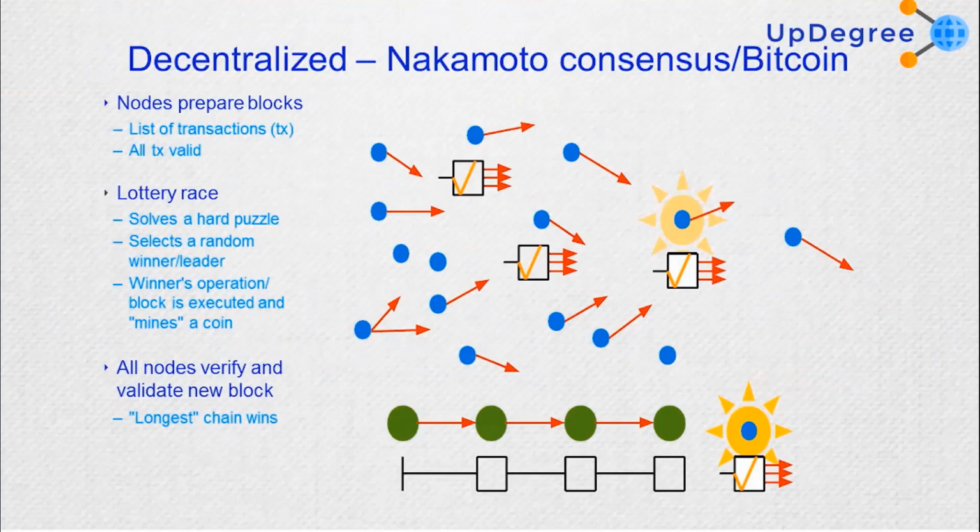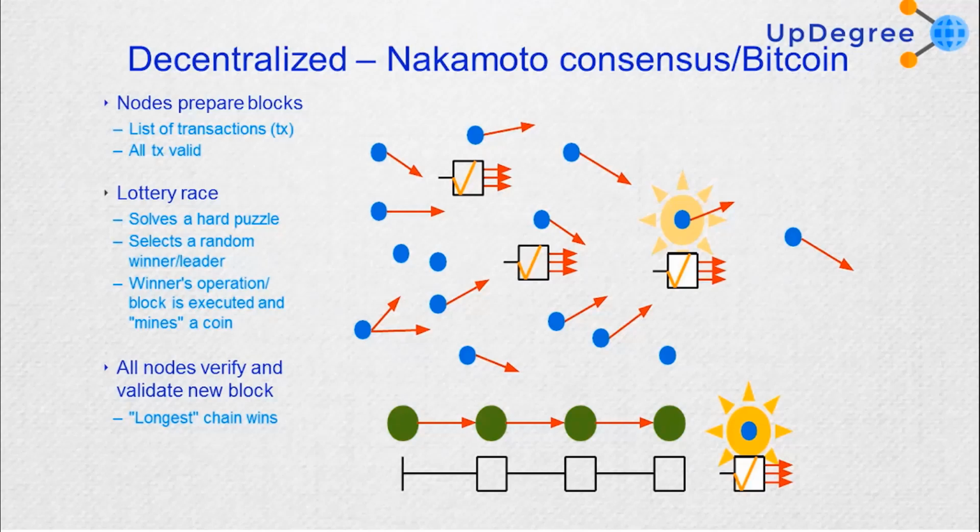So the best part was it started with Nakamoto consensus, which is used by Bitcoin, and basically you see nodes prepare blocks, a list of transactions, and all valid transactions are stored. And so as I said, it actually solves a lottery race. So you don't know who is a winner and a loser or leader. The winner operation is execution only. The compute power and the algorithmic power actually makes a new Bitcoin generation.